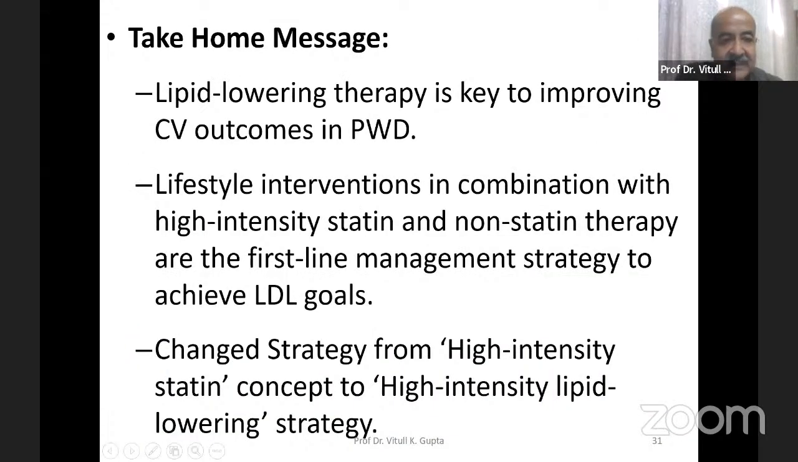So, my dear friends, the take-home message is lipid-lowering therapy is key to improving the CV outcomes in all the patients of non-communicable diseases, especially in diabetes. Lifestyle intervention in combination with high-intensity statin and non-statin therapy are first-line management strategies to achieve LDL-C goals. And because of that, we have changed the strategy from high-intensity statin therapy to the concept of high-intensity lipid-lowering strategy, because they will need additional non-statin therapy to achieve these very stringent LDL-C goals. Next slide.